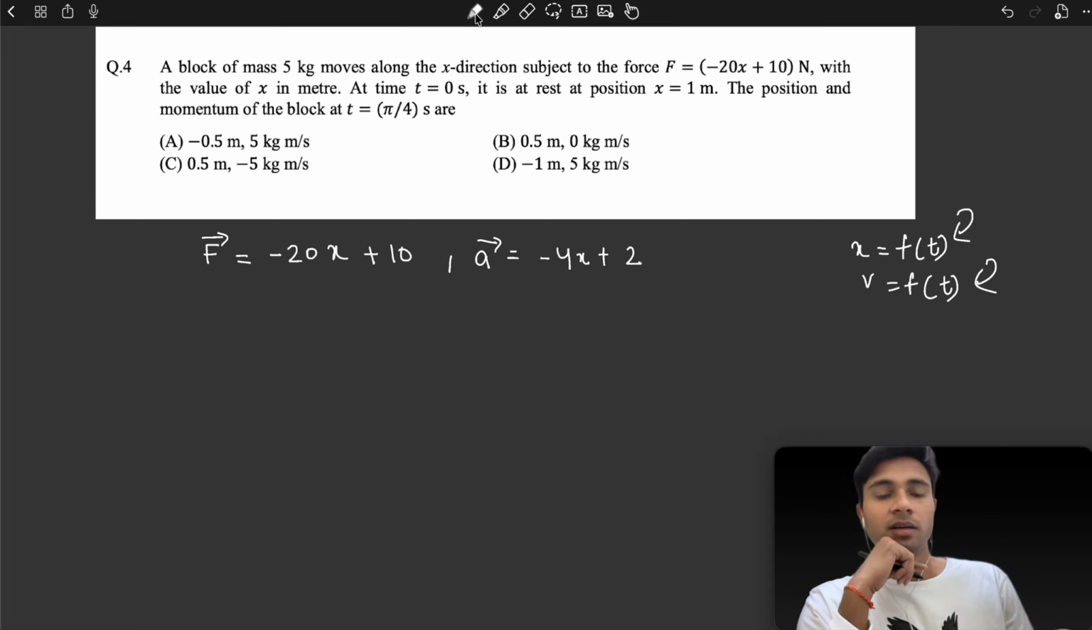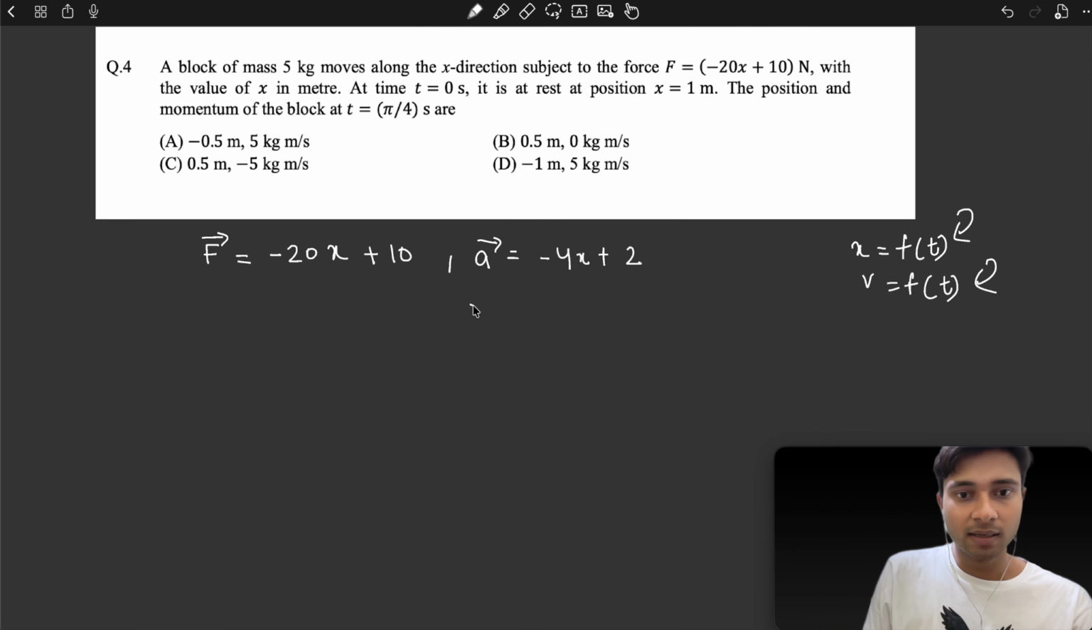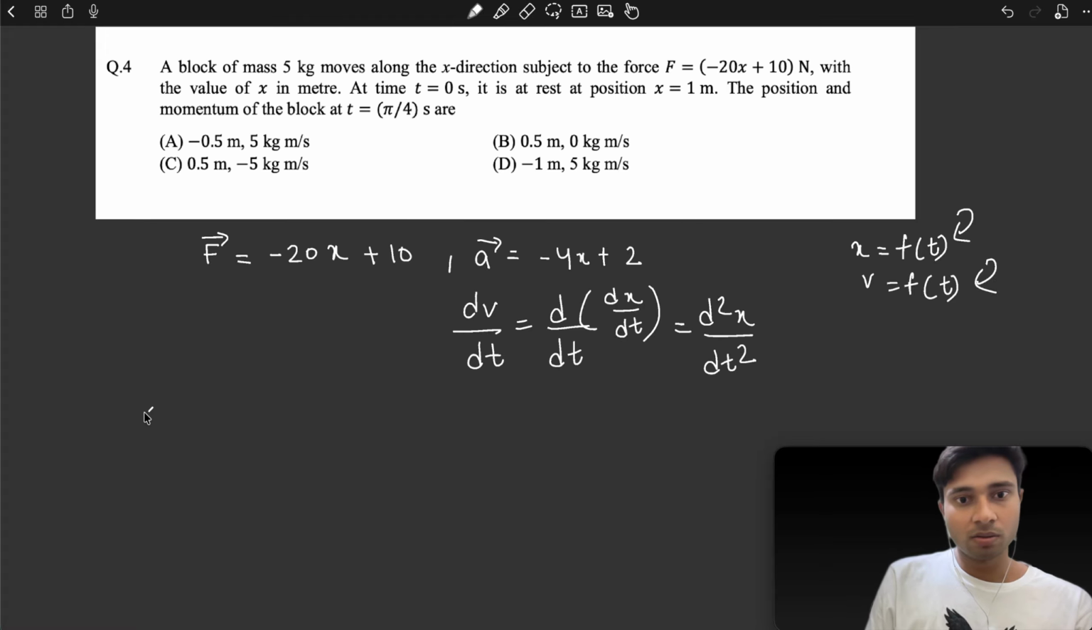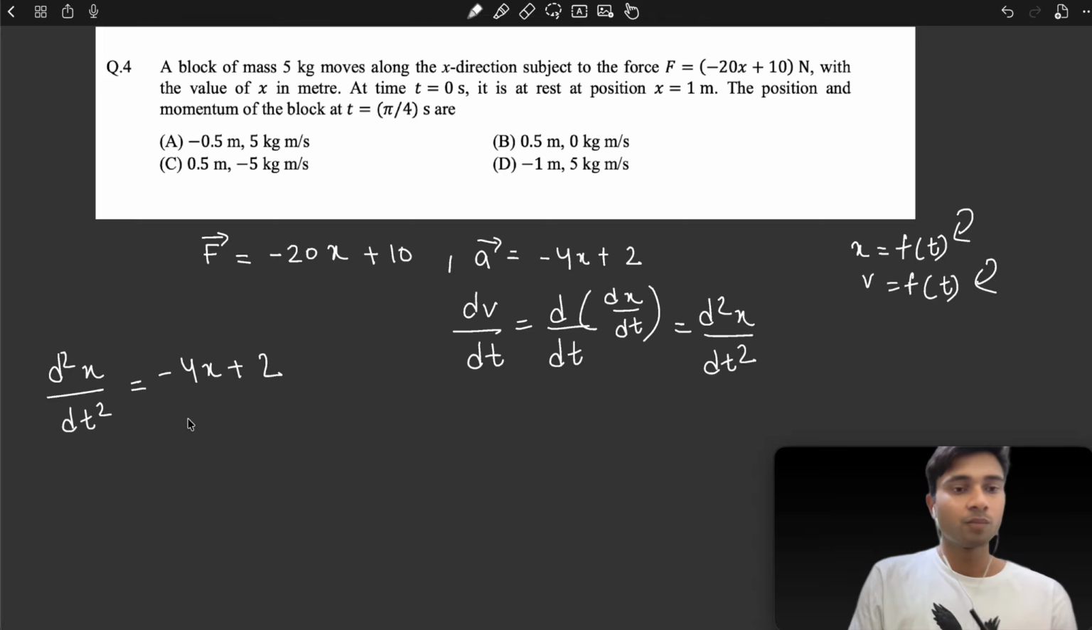What other thing can we do? We need time, so we can rewrite acceleration as dv by dt, and dv by dt is nothing but d by dt of dx by dt. This is a double differentiation, so acceleration is nothing but d2x by dt2. So if I rewrite acceleration as d2x by dt2, then d2x by dt2 is equal to minus 4x plus 2. Can we solve this equation?